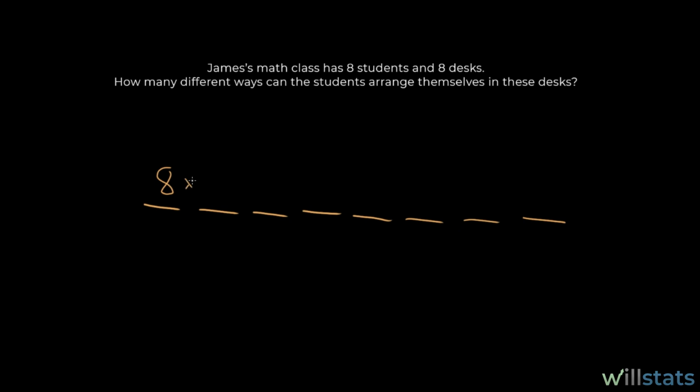There are 7 possibilities for the next desk because one student already sat down in the first one and there are 7 students left. Next, there are 6 students, and then 5 students, 4 students who aren't seated, and then 3, 2, and 1. So this is the same as 8 factorial. To solve this problem, we could have just used 8 factorial.